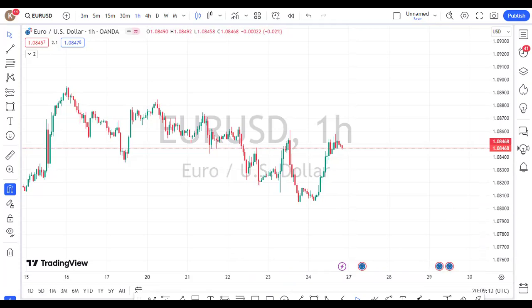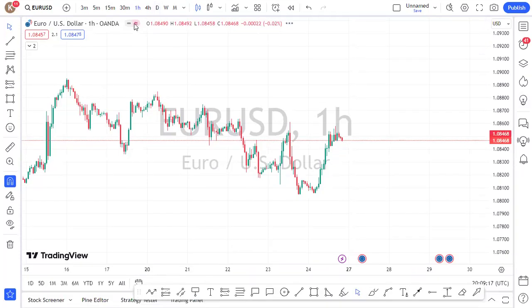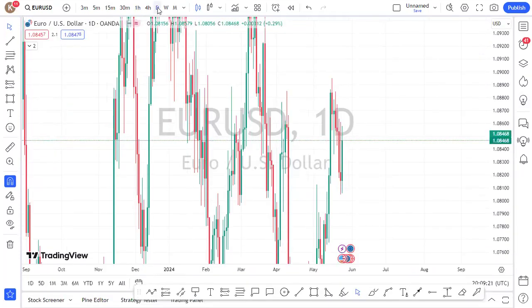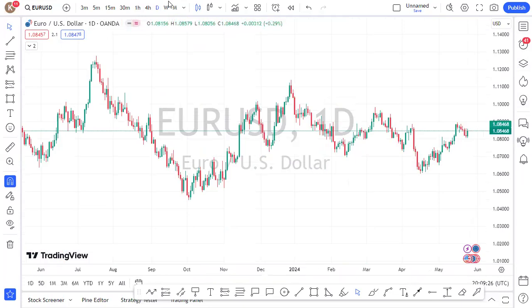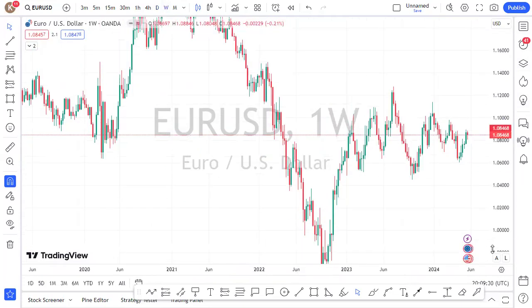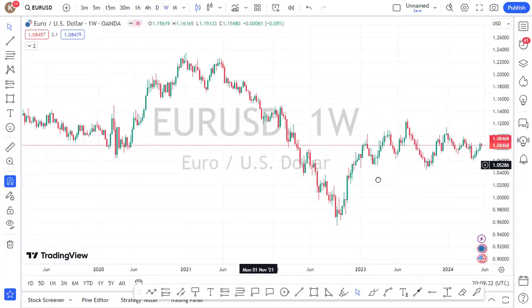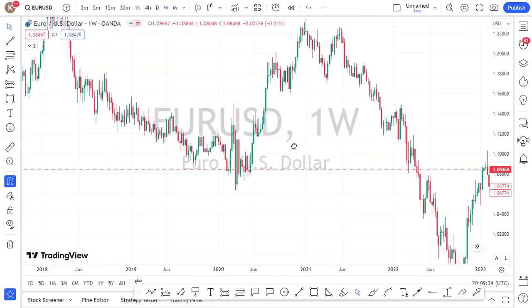So we're going to check on a few pairs here, starting with the Euro USD. All right, we're starting with the Euro USD on the daily time frame. When we check on Euro USD on the daily time frame, what do we have? If we check on the weekly time frame, the pair is still bearish. The pair is still bearish on the weekly time frame.